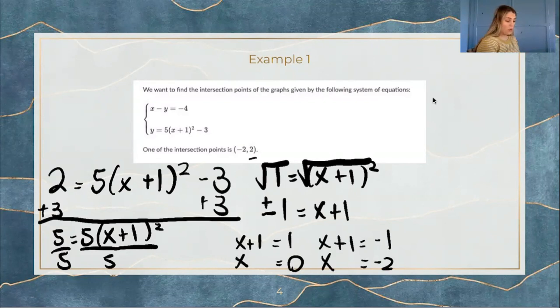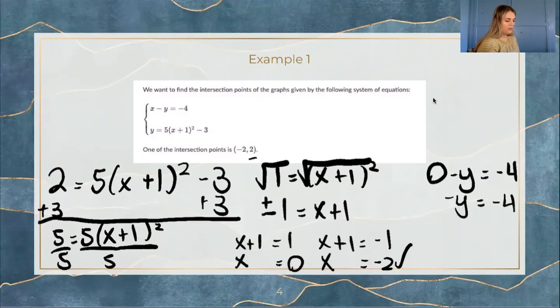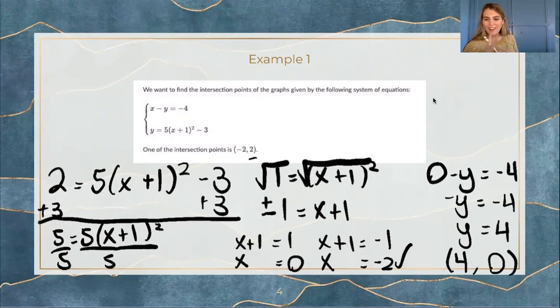So I can see from my point, I already have this one worked out. The one that I don't have worked out is x equals 0. So I'm going to take that number and plug it into my linear equation. So I know that the second point has a y value of 4 and an x value of 0. So my 2 points are -2, 2, and 0, 4.